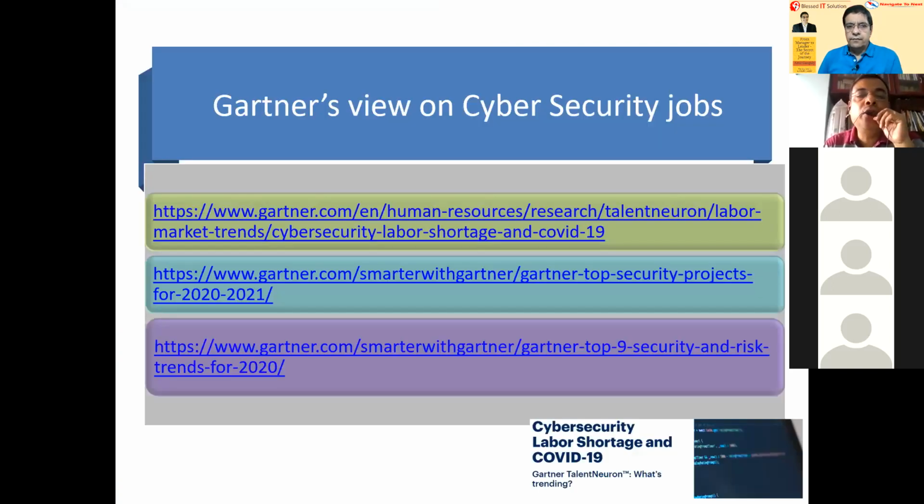And I have given you three URLs which talk about jobs available in the area of cybersecurity. Once you see them, you will find there's a huge opportunity of jobs in the market for cybersecurity. This is one of the areas which is never going to get demolished, because remember one thing: till the day when data is there, the security job will be there for everyone.